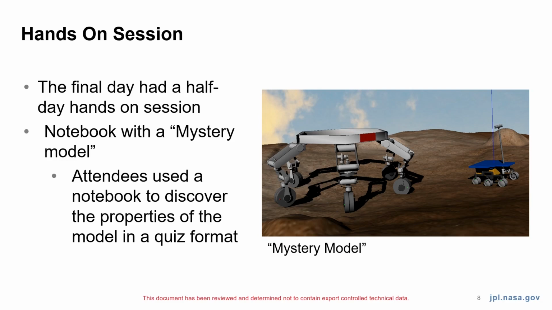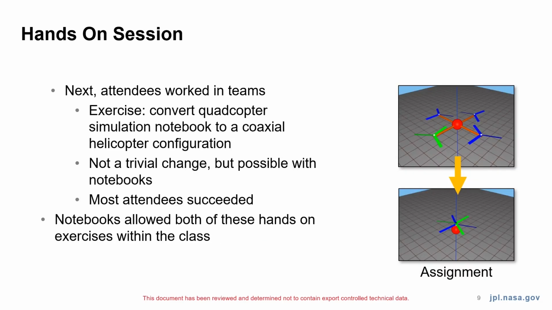For the first part of this session, we gave attendees a notebook with the mystery model, and attendees competed to answer questions about the model by figuring out the appropriate code to discover properties of the model in the notebook. We didn't tell the attendees this, but the mystery model was a simulation of 2 rovers, which you can see here on the right. For the second part of the hands-on session, we split attendees into groups of 4 or 5 and gave them an assignment.